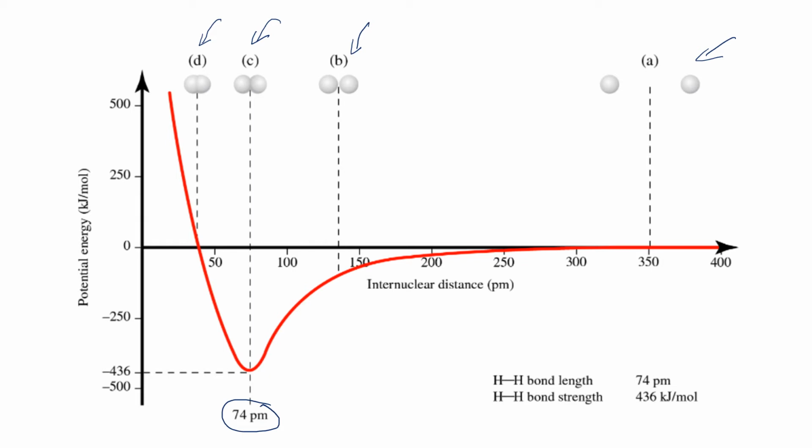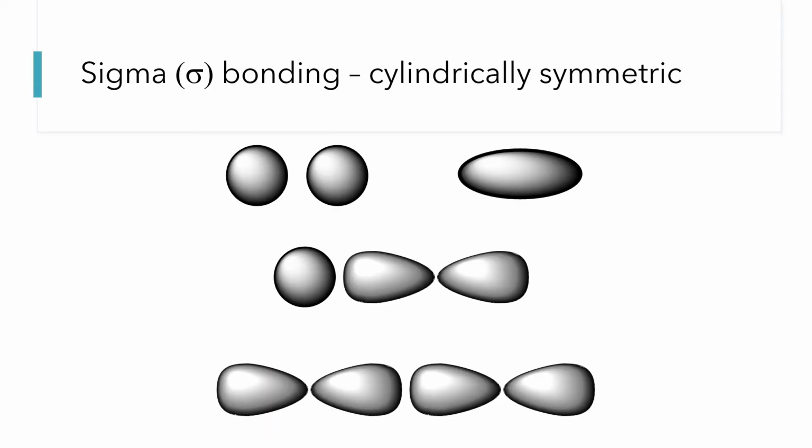And so at this energy minimum, the two atoms are close enough that their orbitals are overlapping a little bit, and this is where we say that a bond has formed.